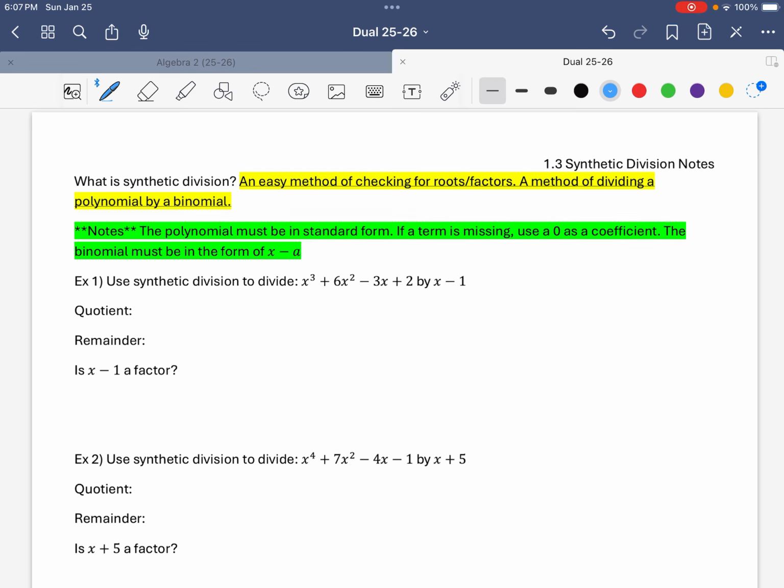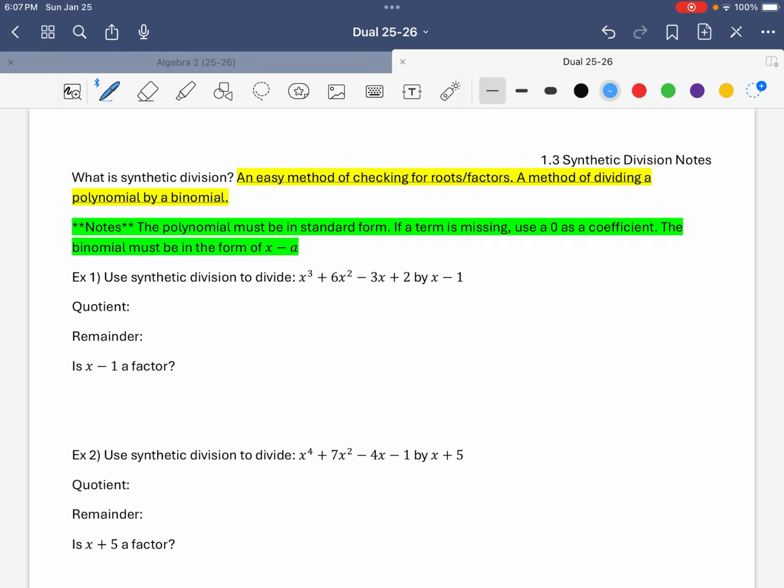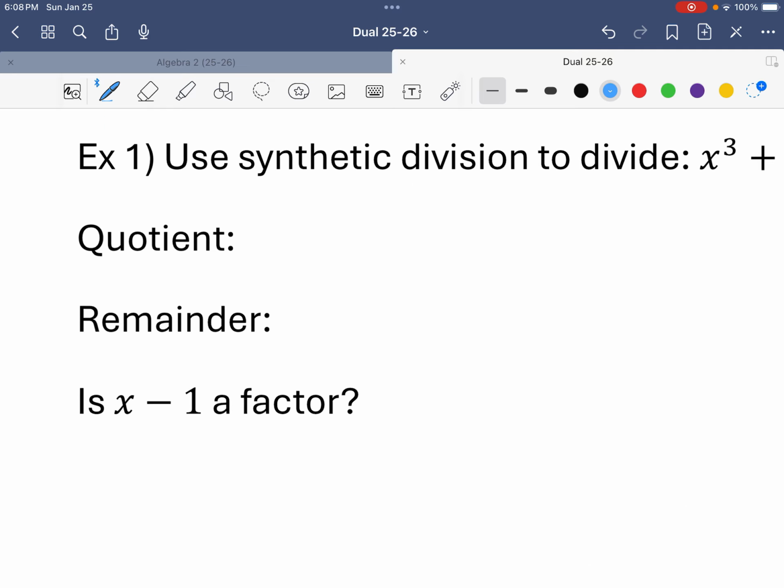Okay, so what is synthetic division? It's an easy method of checking for roots and factors. It's a method of dividing a polynomial by a binomial. Okay, the thing is though, I have their notes. The polynomial must be in standard form. If a term is missing, use 0 as a coefficient, and I'll go over that right now. And the binomial must be in the form of x minus a, and I'll show you again what that means right now. So I'm going to go over what quotient means in a little bit, remainder, and is it a factor?